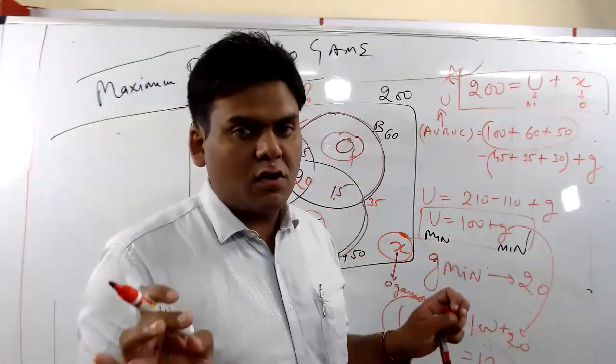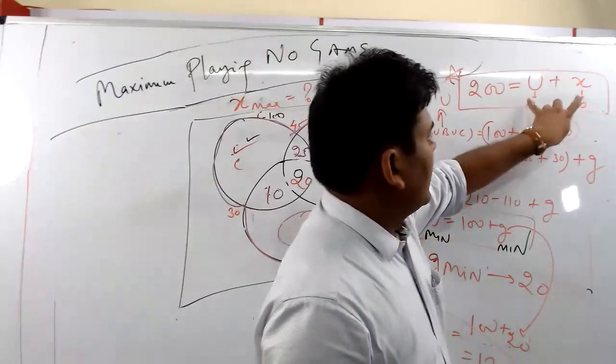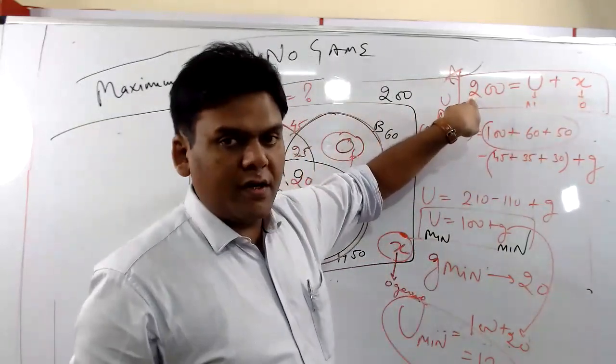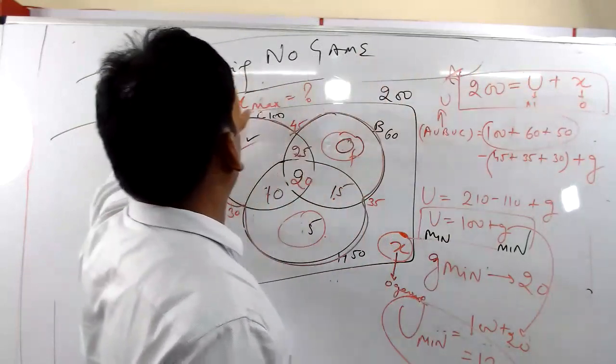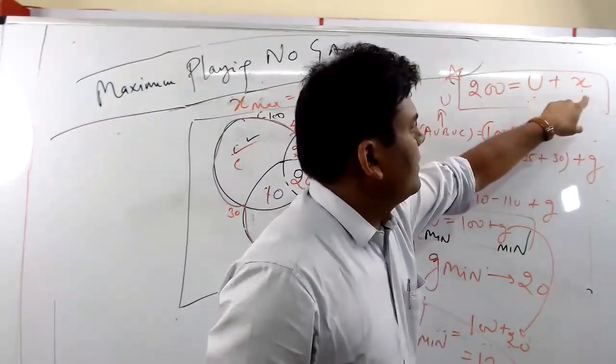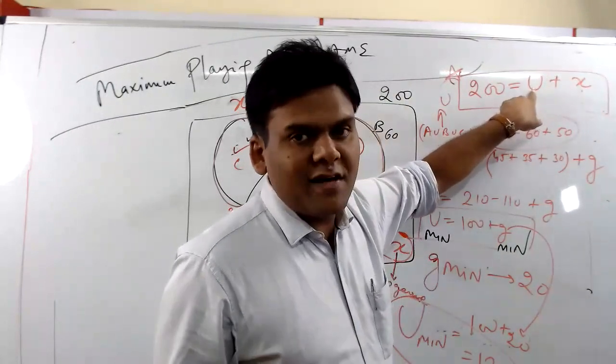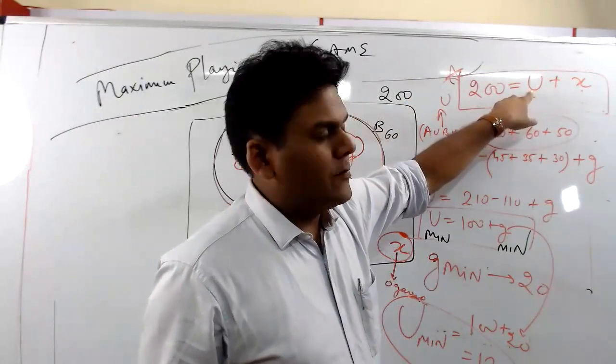Steps remain the same. So remember, if you have to find out the maximum value of X, addition of two numbers is fixed, 200. I need to maximize X. I need to maximize X. मुझे इसको maximize करना है, इसको maximize करना है. That means U को minimize करना होगा, right?